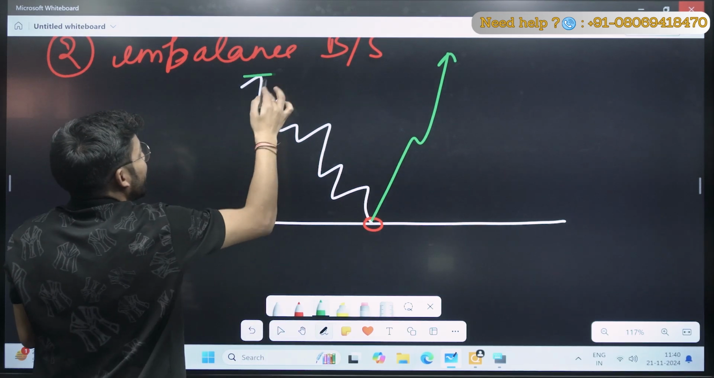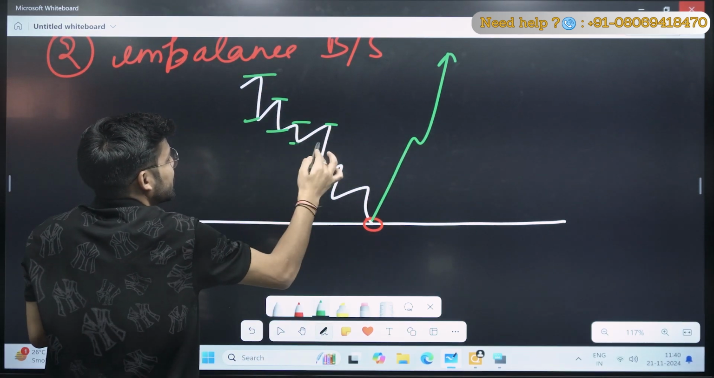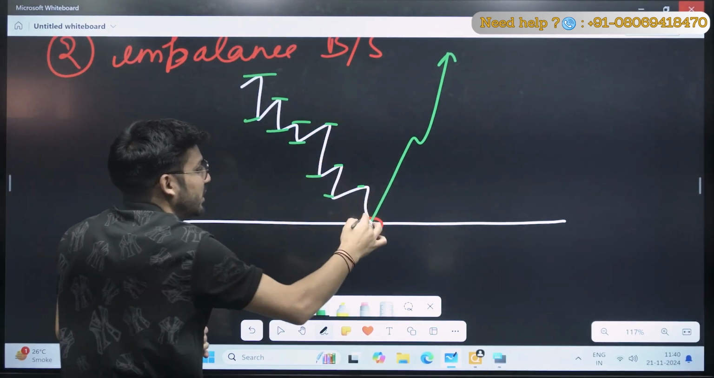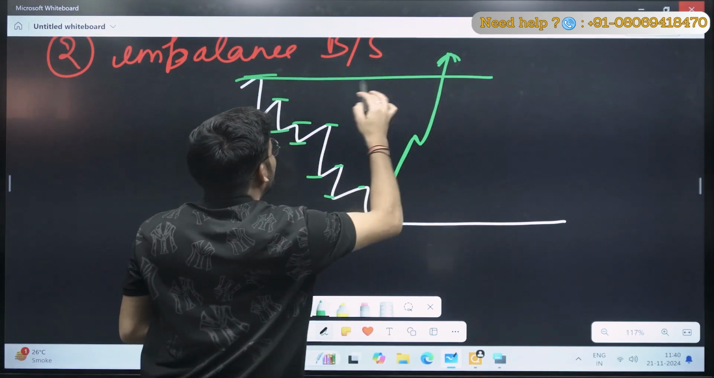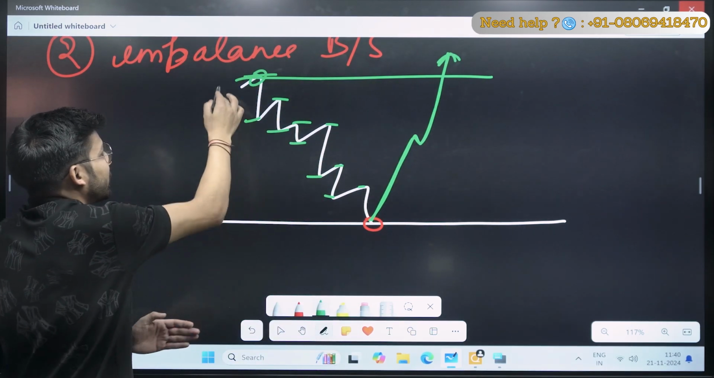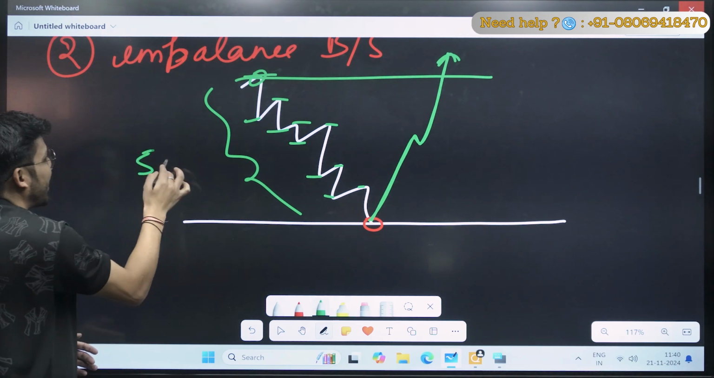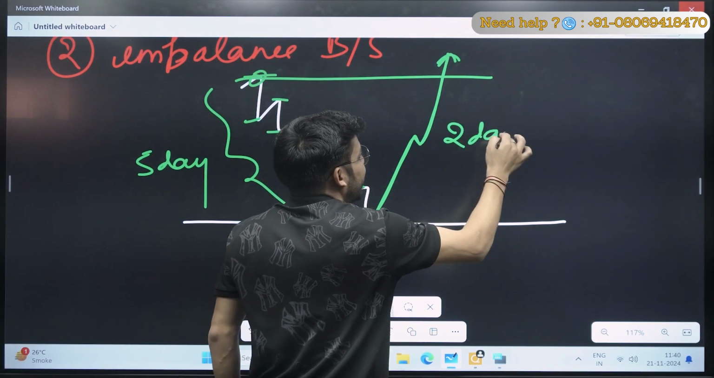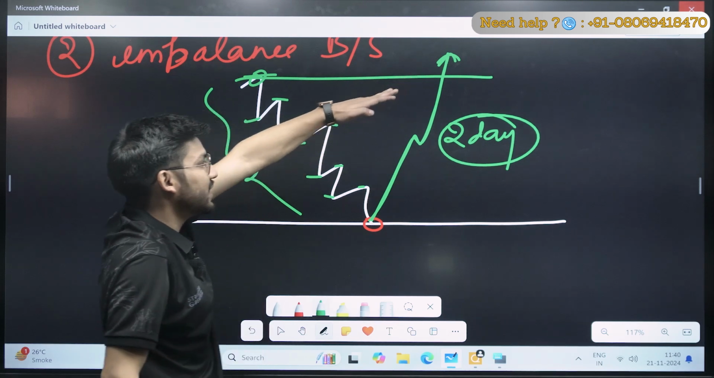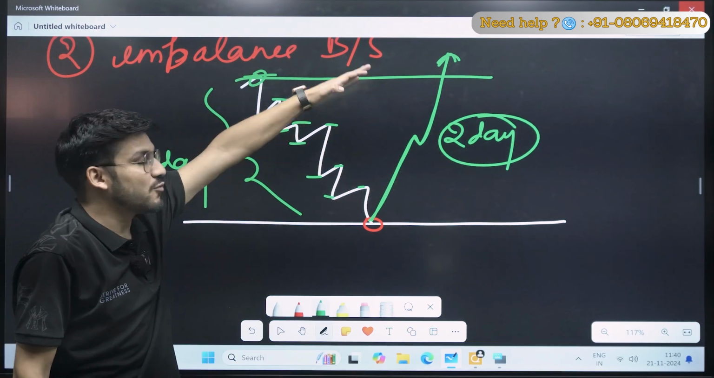When it came down, it was making swing highs and swing lows like this, okay. But when it went upward, in 2 or 3 candles my market reached the same level from where it came down. For suppose these are 5 days, so my market took 5 days to come down, but in just 2 days it again moved in the same direction. It means this is the imbalance of buyers and sellers.